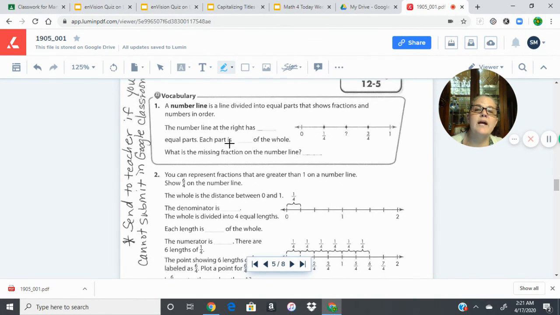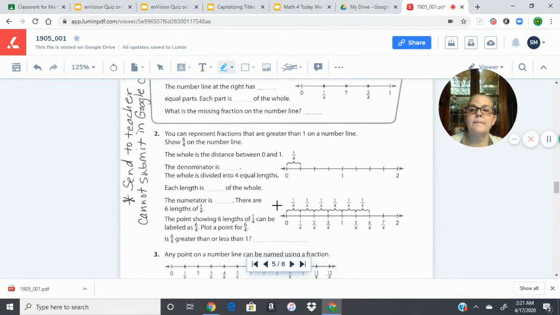So now we want the fraction. How much is each piece worth? What's the fraction? What is the missing fraction on the number line? What's this number supposed to be? We have 1/4, something, 3/4, and 1 whole. So we've got 1, 2, 3 on that one to answer.